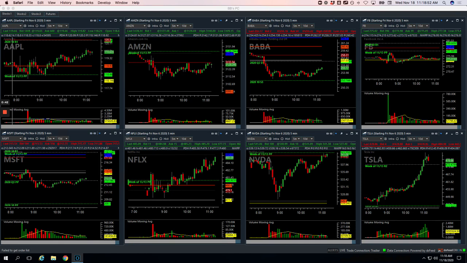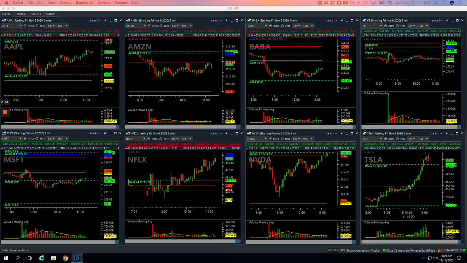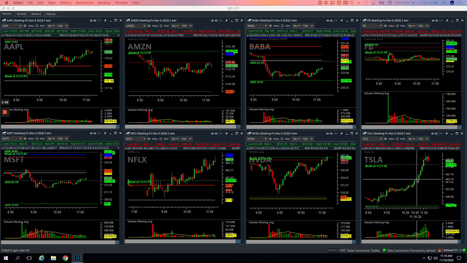Let's break these down. Starting with Tesla, I mean, look at this. So had this initial push up, just started consolidating. We got long about right in here, sat through some chop for a little bit, and then this thing just exploded. I took my half off for about a 12 to 15% profit right there. Held the other one up to this point right here. Did not catch the remaining piece of this, so that would have been a monster.